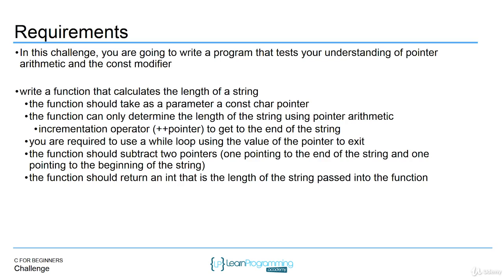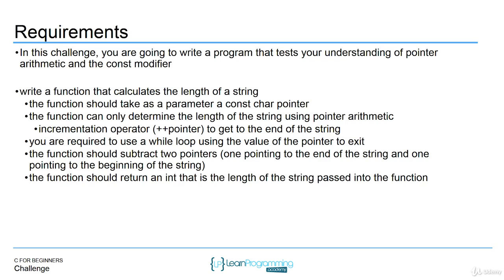This is really probably the most valid way to use pointer arithmetic for subtraction. You usually don't add 2 pointers because why would you add 2 addresses? You may subtract 2 addresses to get how far away 2 elements are in an array. That would make sense, but adding would not. So just to reiterate, the function can only determine the length of the string using pointer arithmetic.